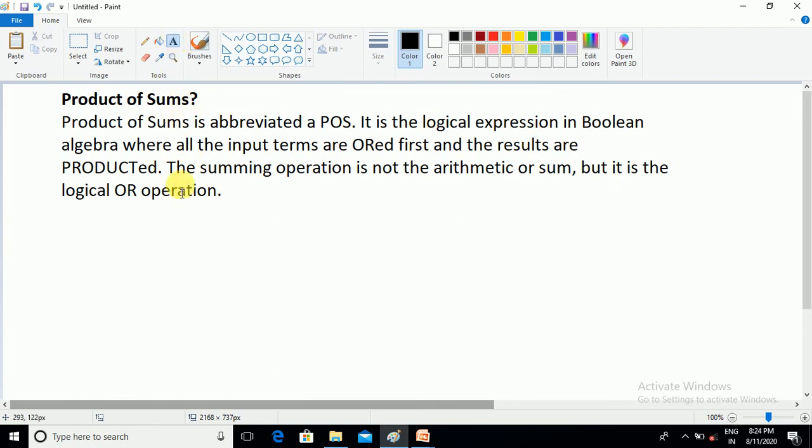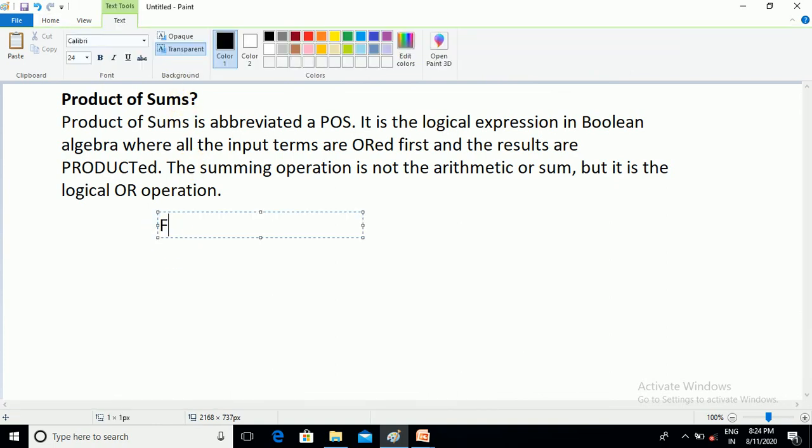Same thing, one example like f of a, b, c. Now here I am creating the sum terms, like a plus b. I am considering that this is one term. After that, a dash plus b dash plus c. This is one term, and here I am creating the two terms, and they are producted one to each other. Here I am producting one to each other.